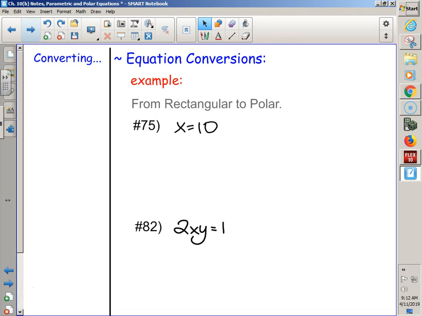Okay. What's something we didn't get to yesterday? We got to converting points. We did not get to converting equations, which is why I let you take a quick picture of that whole right triangle thing, because we're going to have to use them again.